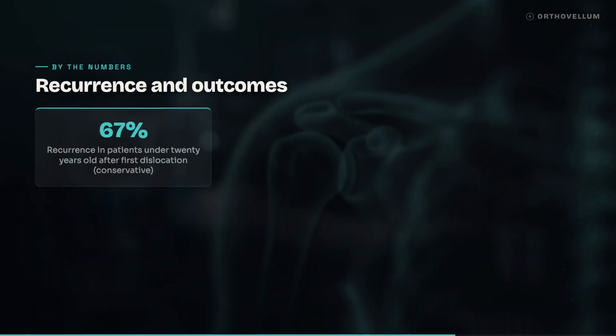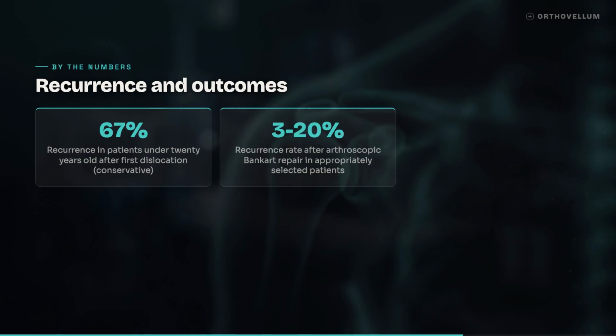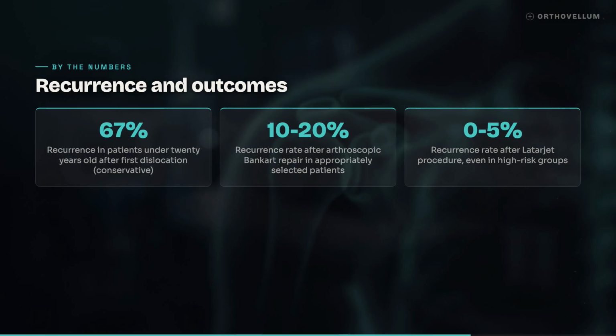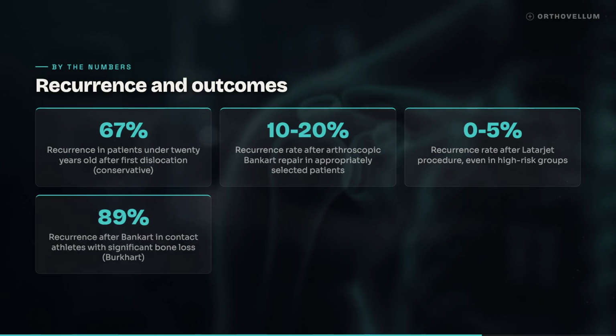The recurrence statistics powerfully justify the surgical decision-making process. Patients under 20 treated conservatively face a 67% recurrence rate, while appropriately selected arthroscopic Bankart repairs still carry a 10 to 20% recurrence. In contrast, the Latarjet procedure reduces recurrence to between 0 and 5%, even in high-risk groups, which is critical given that contact athletes with significant bone loss face an 89% recurrence after Bankart repair.